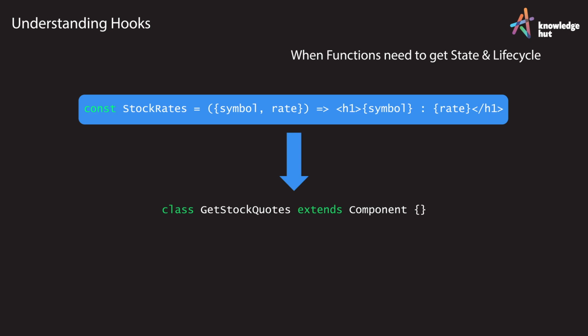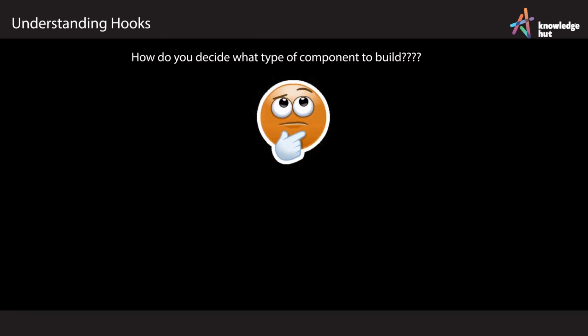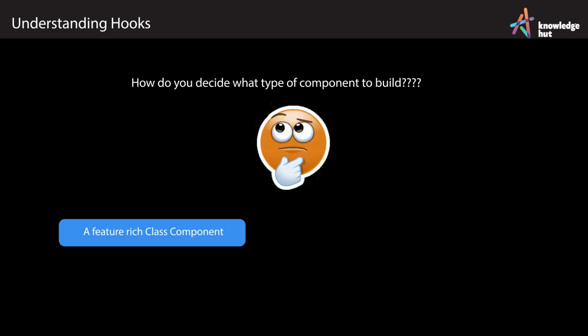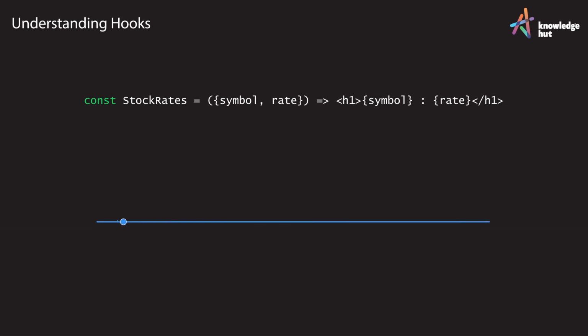If you've ever done that, you can immediately spot a problem here. As a developer who's spending time and energy on an evolving product, why would I even think about investing time in building function components when they might just have to be rewritten in the future as a class component? This was always a pain point. Just how do you decide what type of component to build? Should you build a feature-rich class component from the get-go or build a much lighter, legible, but feature-deficient function component? And what if you do build a function component and at a later stage it requires the use of state and lifecycle functions? Then what?